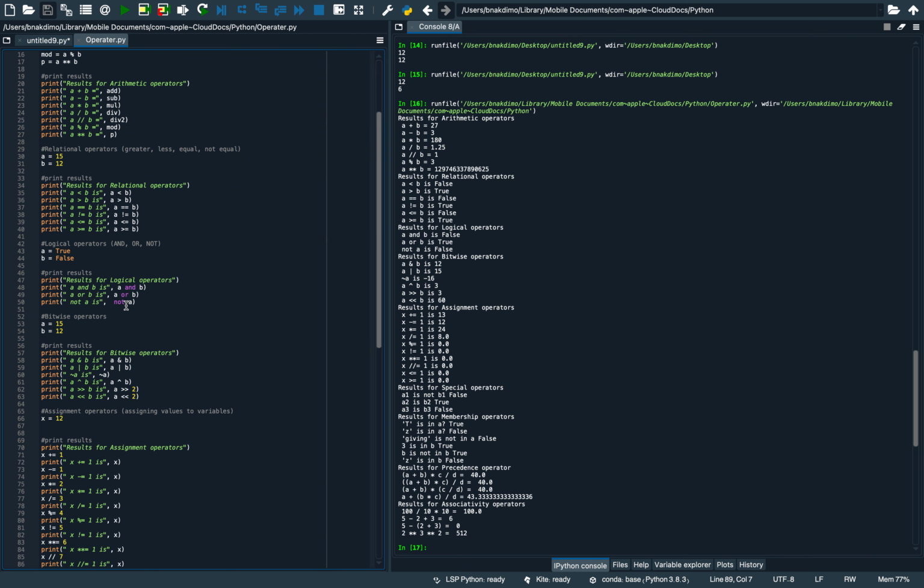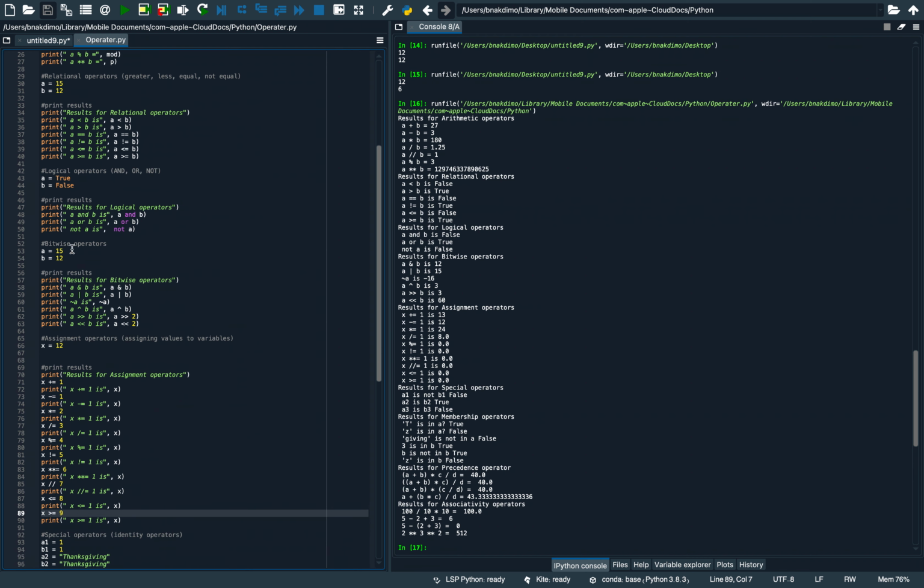The next operator is and, or, not, which is the logical operators. And these ones, they compare the 2. So I compared a and b, which is false, a or b, which is true.